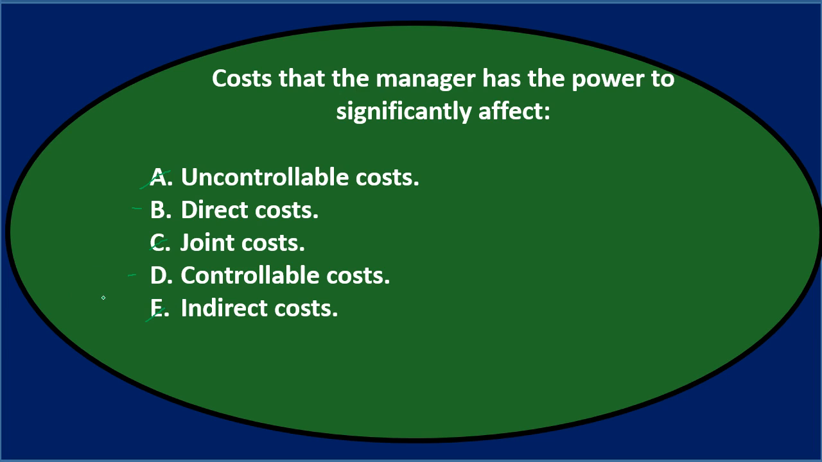Let's go through it again. Costs that the manager has the power to significantly affect, either B, direct costs, or D, controllable costs. Now, of those two, we're talking about the ability of management to affect them, and therefore controllable would be the correct term we're looking for. Again, the controllable costs are probably also direct costs, the costs that we can easily apply to a specific department. However, we're considering here those costs that are controllable because we're thinking about measuring the performance of management. Final answer, costs that the manager has the power to significantly affect, D, controllable costs.